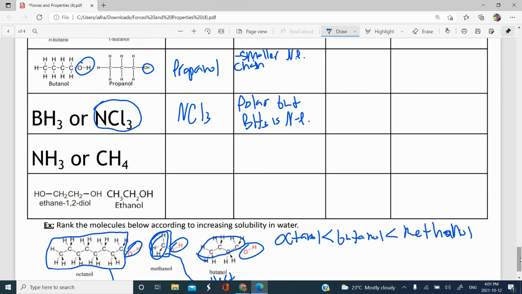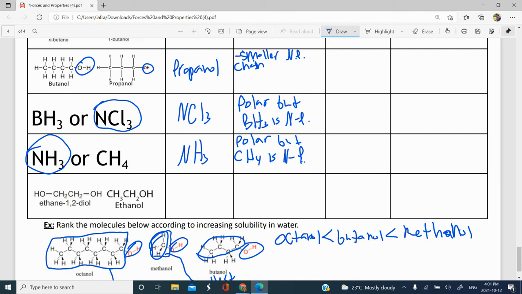Let's go ahead and look at the next one, NH3 and CH4. By now we've done these examples quite a few times, but NH3 is likely going to be the one that has a higher solubility. That's because it's polar. But CH4 is non-polar. And remember, the rule is like dissolves like. So polar will dissolve in water more effectively than something non-polar.